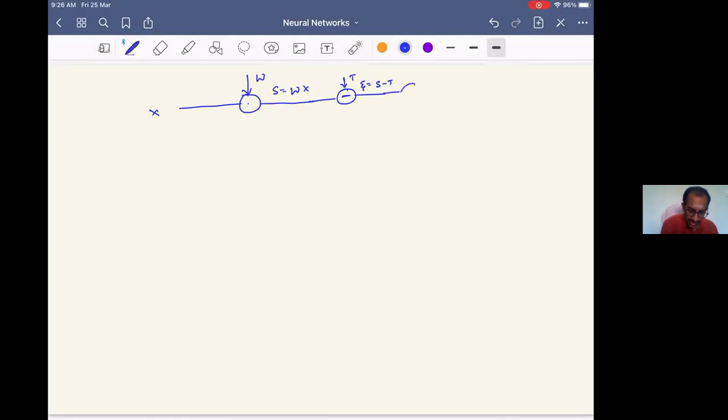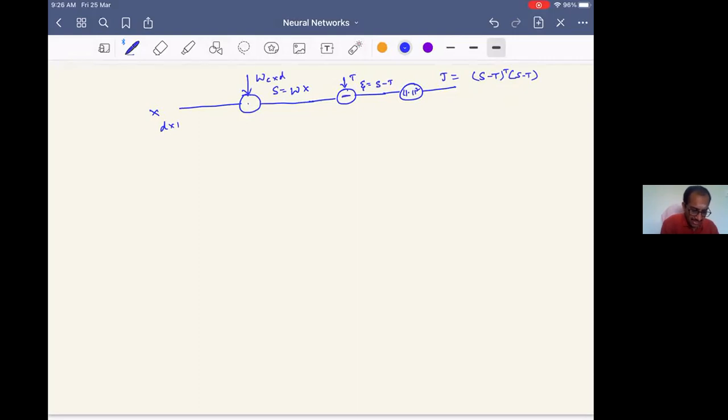Then we find the norm square of it. So the error is nothing but (S minus T) transpose into (S minus T), because S minus T is a column vector. So here this is D cross 1 and then C cross D.